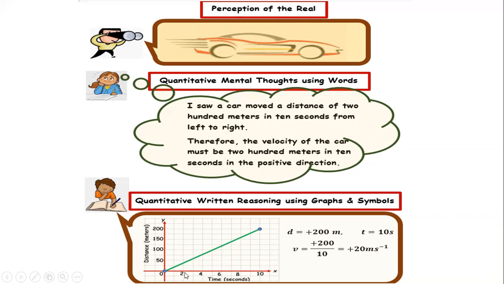Okay, and here you have on the x-axis the time that you saw the car moving, and the distance traveled on the y-axis. And then this line will show you the behavior of how the distance is changing with time. Okay, and then you can actually calculate the velocity by dividing the distance traveled by the time taken. 200 meters divided by 10 will give you 20 meters every second, 20 meters per second. So here is another situation with the real translated to symbols, translated to diagrams.